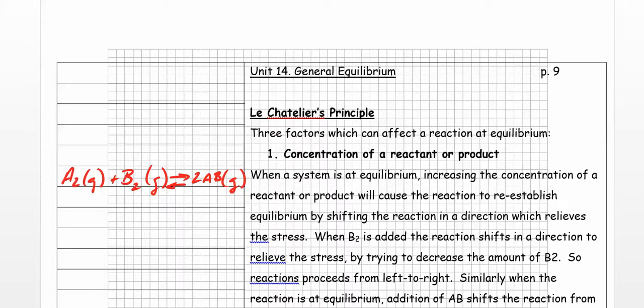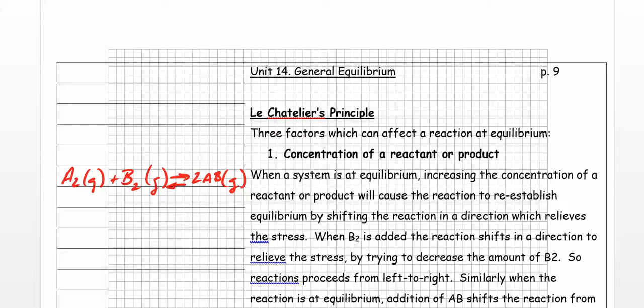So if we had this equilibrium, we have A2, which is a gas, plus B2, which is a gas, in equilibrium with 2AB, which is a gas, right? Le Chatelier's principle says that if you stress the system, and we'll talk a little bit about what that means, the system is going to react in such a way to reestablish equilibrium. So if you disturb or perturb the equilibrium, Le Chatelier's principle says the system will react. It will react in such a way as to reestablish equilibrium.